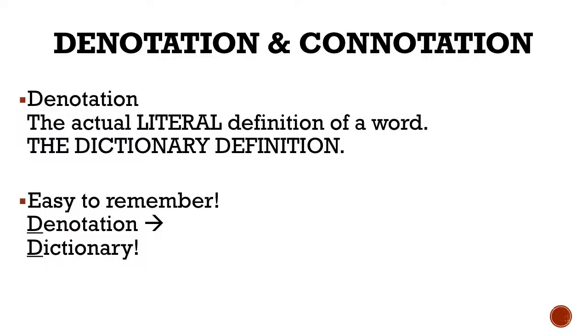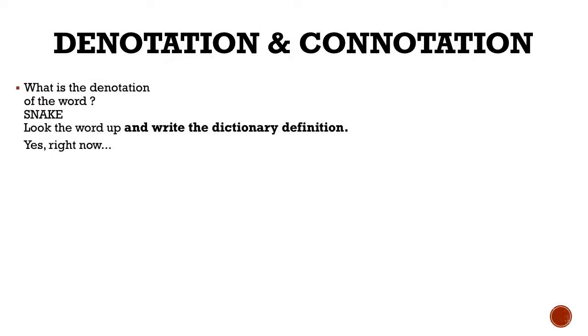Greetings, everyone. This is a quick refresher on denotation and connotation, so please make sure that you review this before you move forward. So first, denotation is the actual literal definition of a word. So D equals dictionary equals denotation. Makes it really, really easy to remember. So denotation equals the dictionary definition of a word.